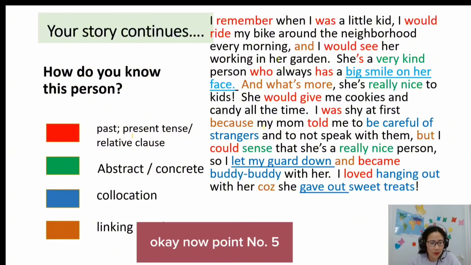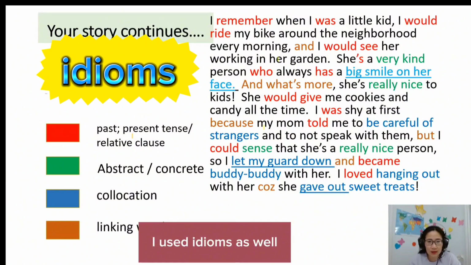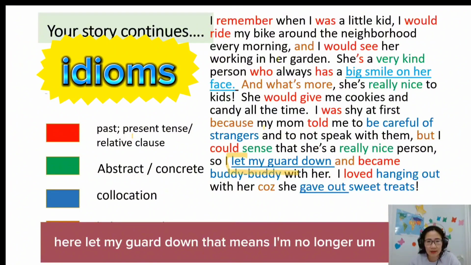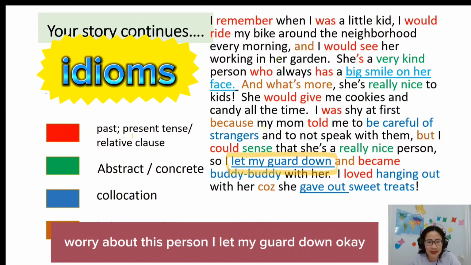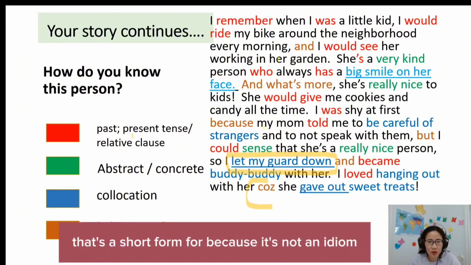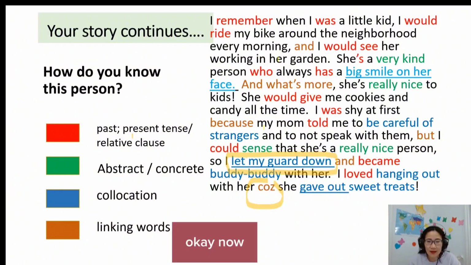Now, the next point, I used idioms as well. What are some of the idioms that I use? Here, let my guard down. That means I'm no longer worried about this person. I let my guard down. And the word 'cause, that's a short form for because. It's not an idiom, but it's a common English slang.